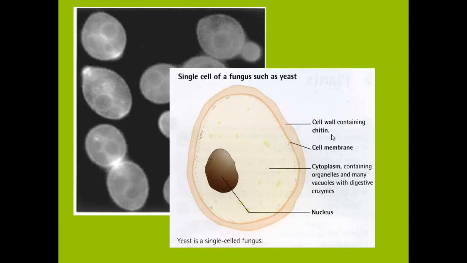They have a cell wall containing chitin. You've got a cell membrane just inside that. Cytoplasm just doing the same function as cytoplasm in animal and plant cells, where the chemical reactions take place, including respiration, and a nucleus. And note, no chloroplasts.